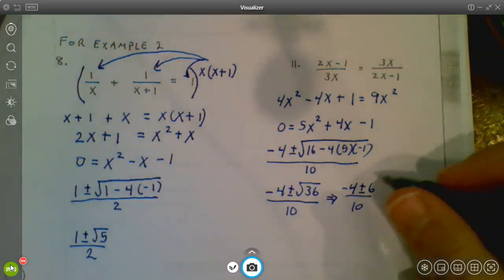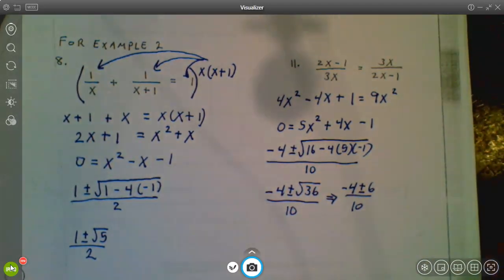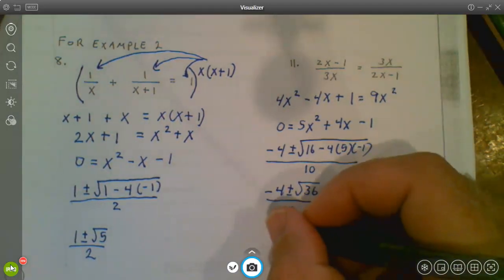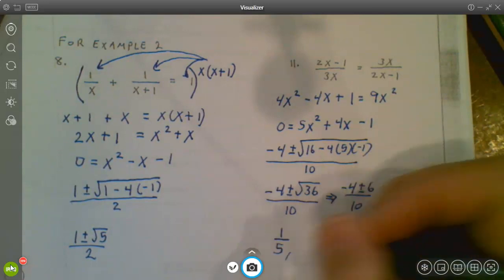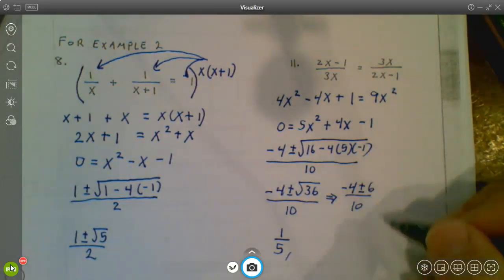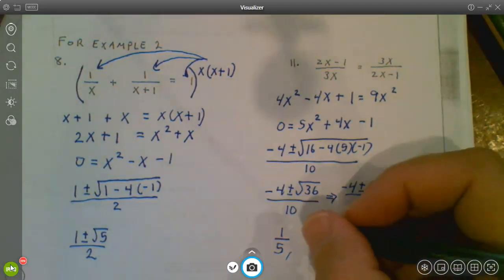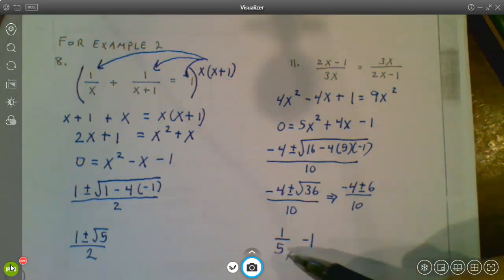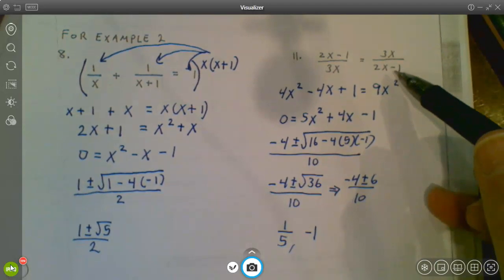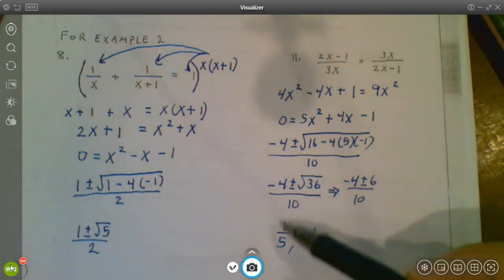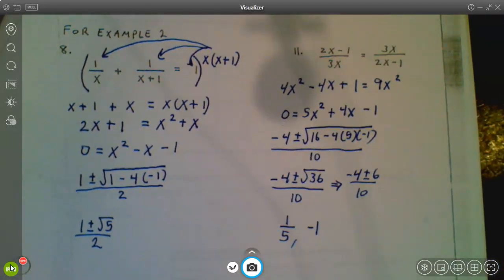So if I did negative 4 plus 6 over 10, that would be 2 over 10, which is 1/5. And if I did negative 4 minus 6 over 10, it would be negative 10 over 10, which is negative 1. And remember, we already looked at the numbers that I can't use for x, and we're safe with those two. So those would be my two solutions.